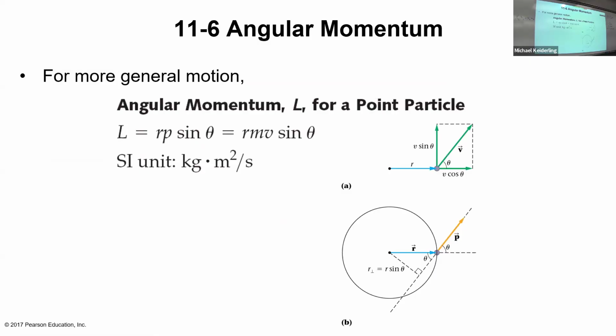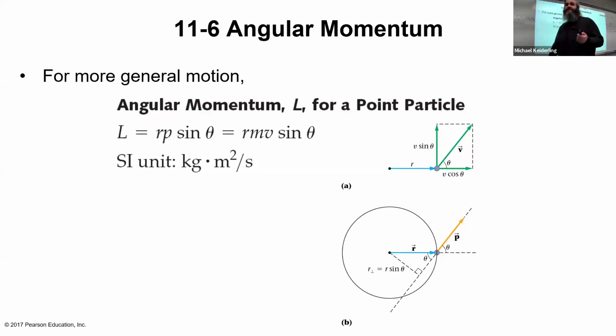For more general motion, L actually becomes R m v sine theta, or R momentum sine theta. The unit is kilogram meters per second, meters squared per second, because it's momentum times radius.